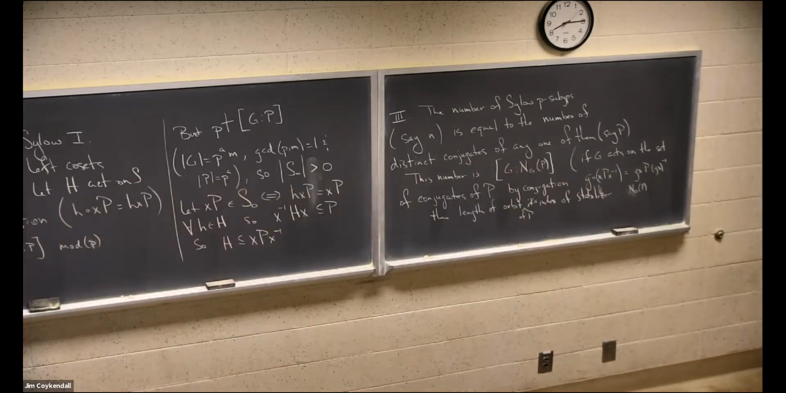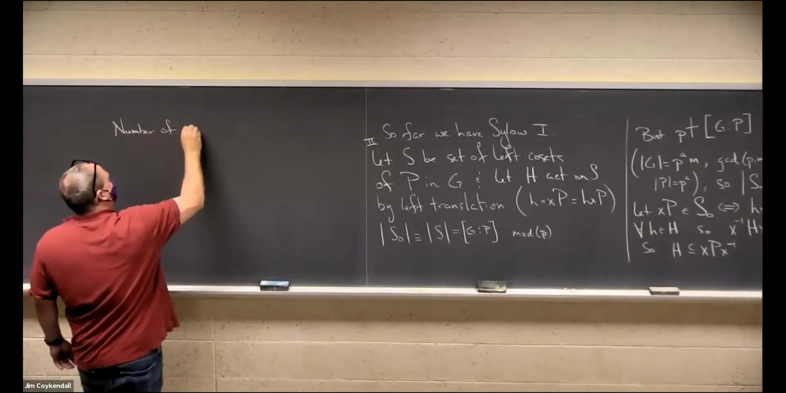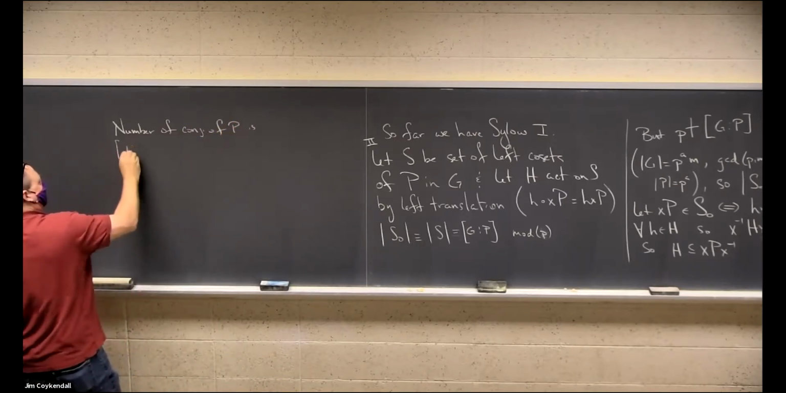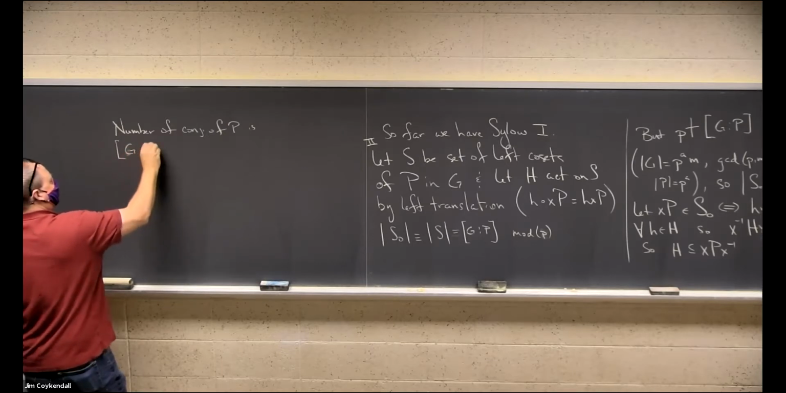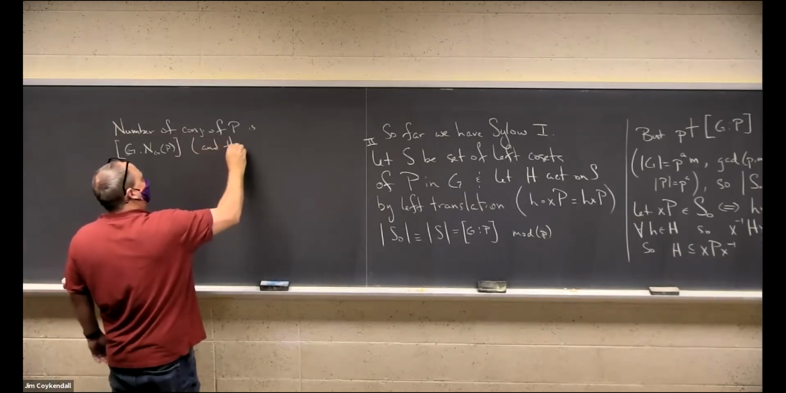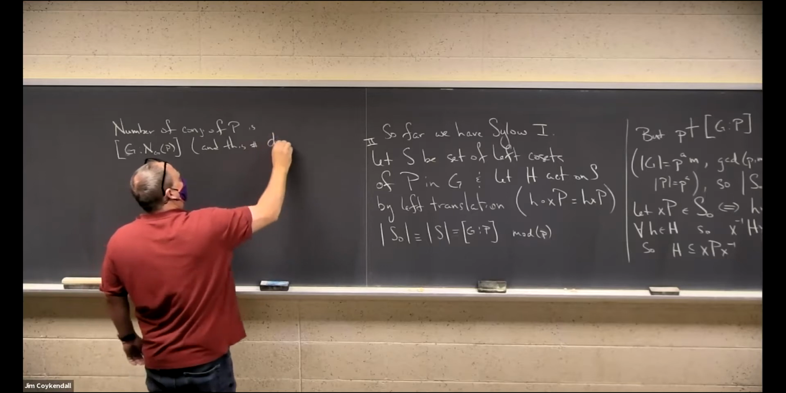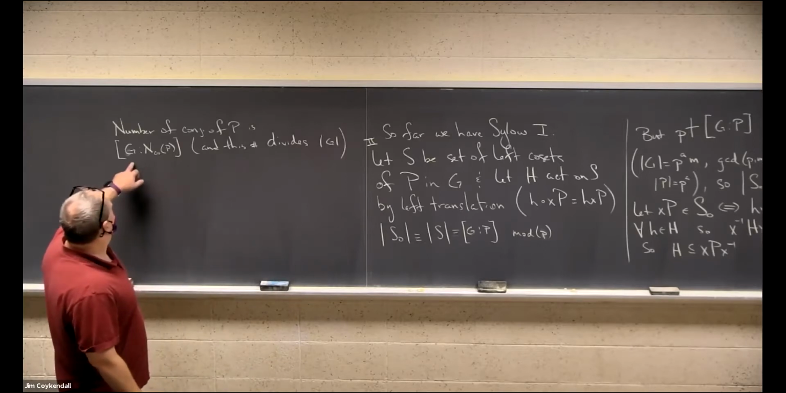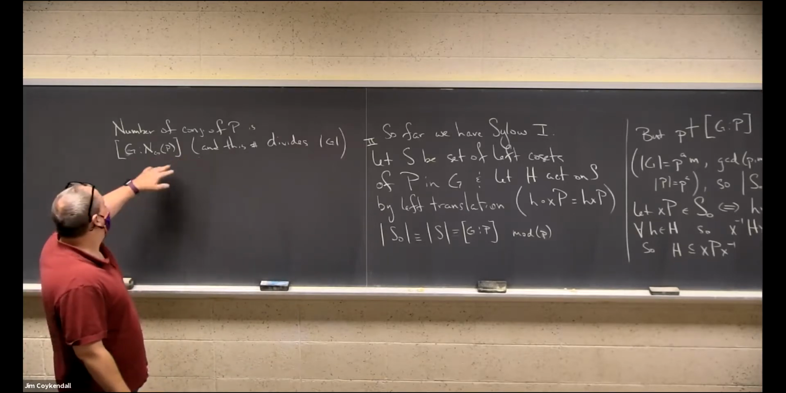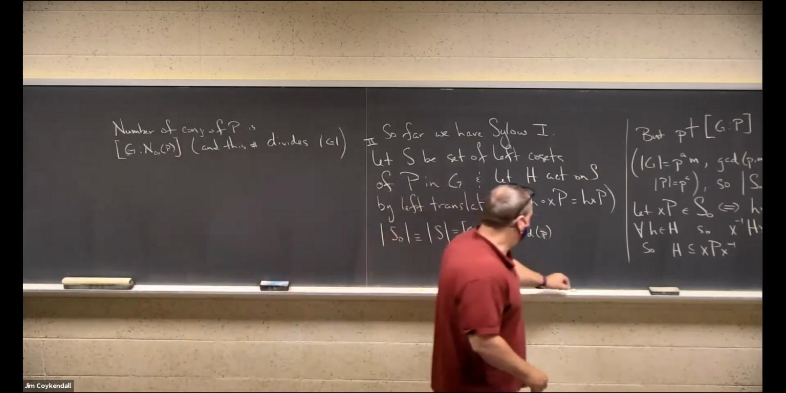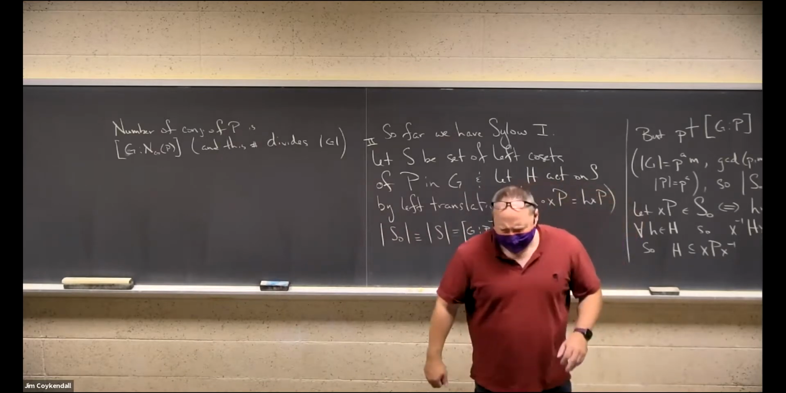So the number of conjugates of P is the index of the normalizer, and this number divides the order of G, because the order of G is this thing times the order of the normalizer. This is a small observation here that this number divides the order of G, but I'm not going to use it at the moment. Okay.